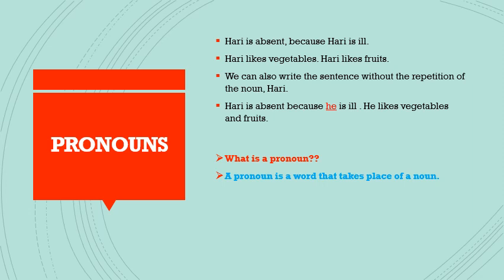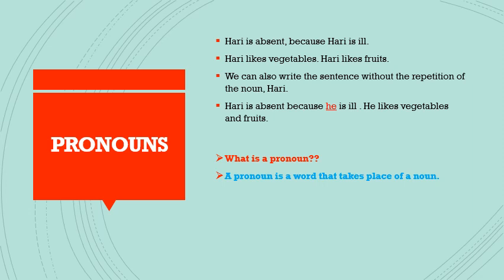Now, students, think about one of your friends. Like, for example, let me think about one of my friends. Let's say Hari. So, if I have to tell you something about Hari, how will I say it? Hari is absent because Hari is ill. Hari likes vegetables. Hari likes fruits.